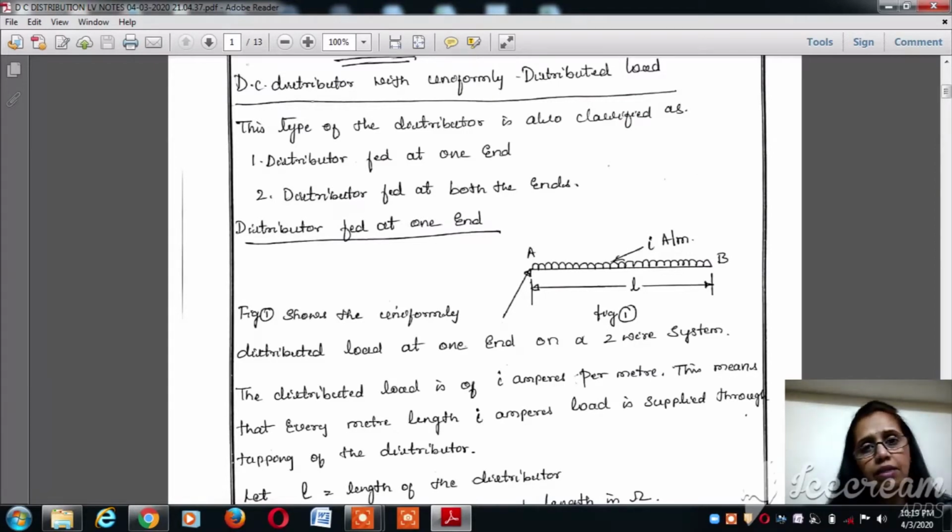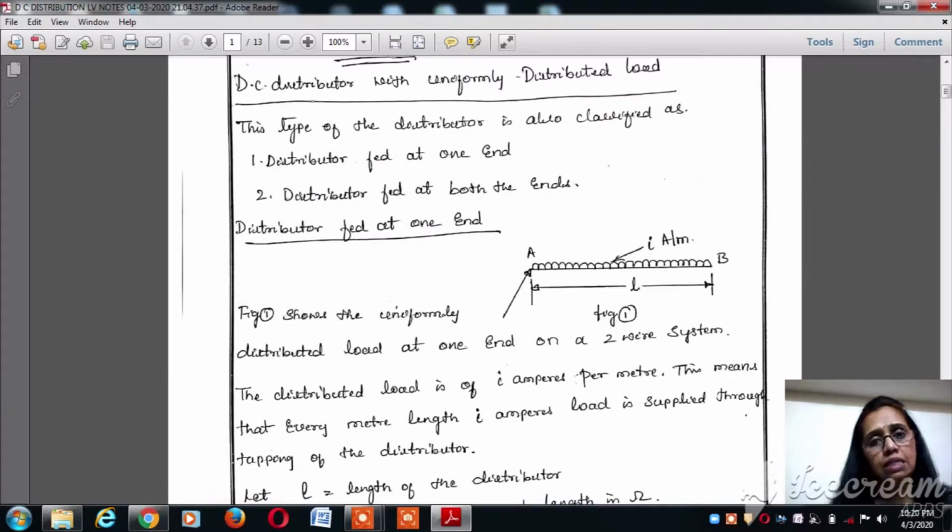When the concentrated load is provided on a transmission line, if the supply is given from one end, what will be the voltage distribution and what will be the current distribution, we discussed. At the same time, we also discussed how to consider the unequal voltages given from both the feeder ends. Basically, the distributors are connected to the feeders, which are connected to the substations. Feeders give the high power to the distribution lines, that is through the distributor, and service mains go to the consumer premises.